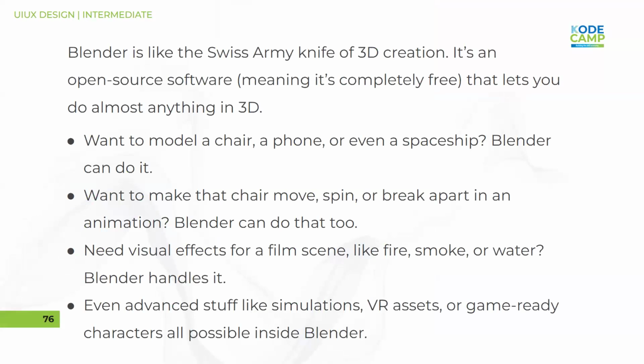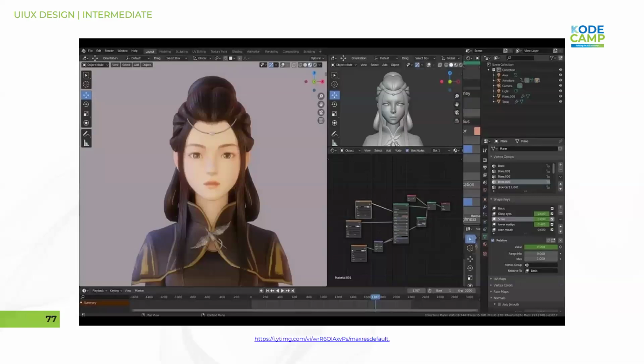It helps you do almost everything in 3D. If you want to model a chair, a car, a phone, even a spaceship, Blender can do it all. If you want to make the chair move, spin, or break apart in animation, Blender can also do that. If you need visual effects like film scenes, fire, smoke, or water, Blender handles that. Even advanced stuff like simulation, VR assets, or game-ready characters are all possible with Blender. So that is one of the tools you have to learn if you want to venture into AR and VR. This is an interface of how Blender looks like.